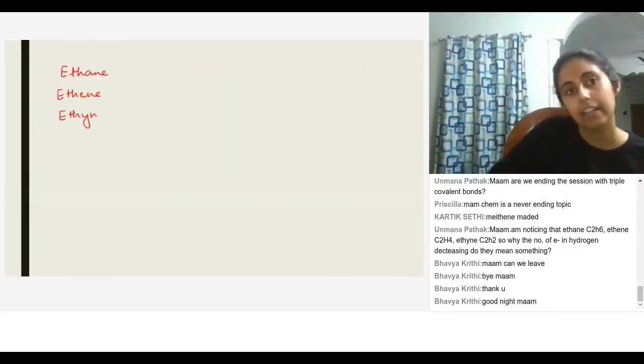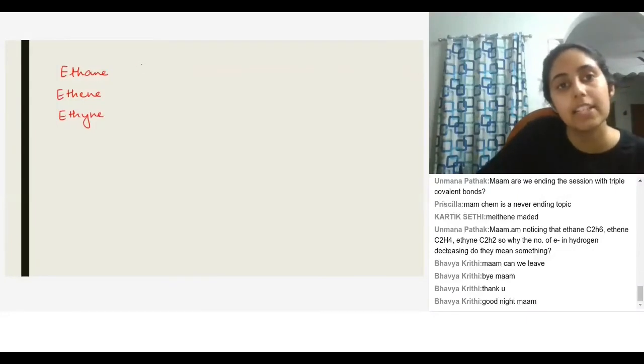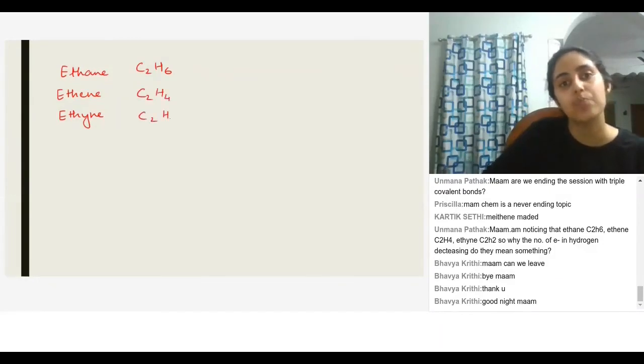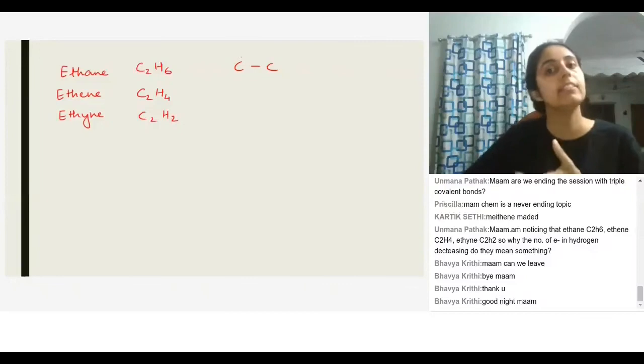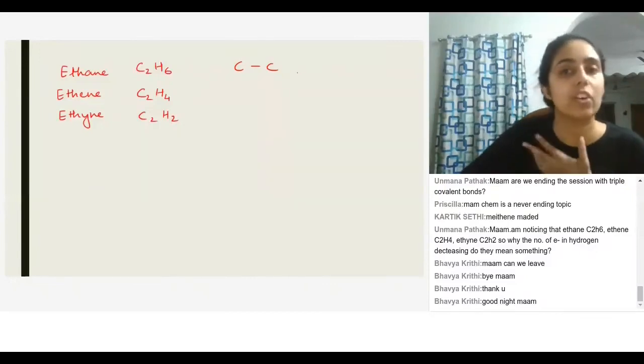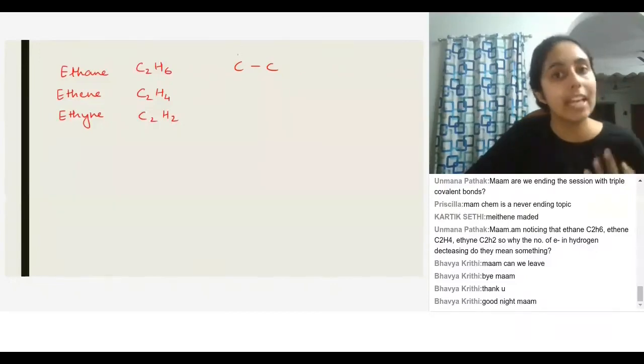The structures are ethane C2H6, ethene C2H4, and ethyne C2H2. What is happening over here? I have a single bond between carbon and carbon. Because of this, the first carbon has 3 more electrons, and the second carbon also has 3 more electrons. Because it has 3 free electrons, I can add 3 more hydrogens over here.